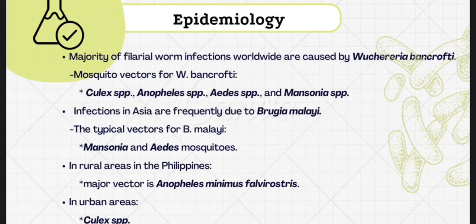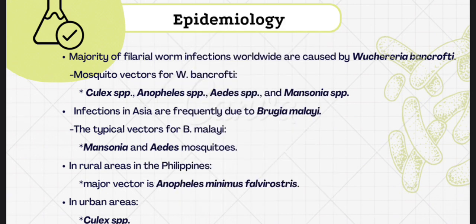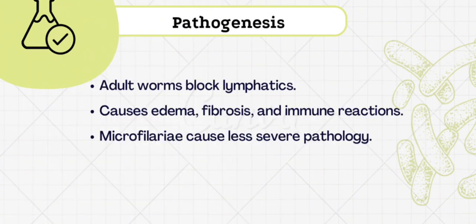In rural areas in the Philippines, the major vector is Anopheles minimus flavirostris. Here in the Philippines, the most common is Brugia malayi. Here is the pathogenesis. Adult worms block the lymphatic system, causing edema, fibrosis, and immune reaction. Microfilariae cause less severe pathology.